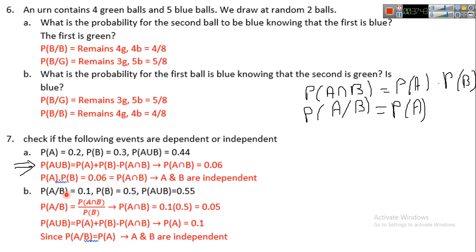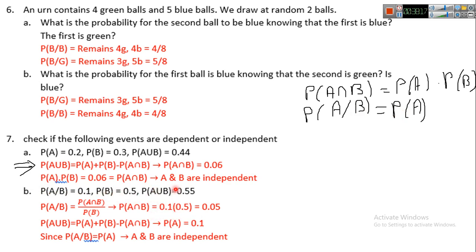Now they gave us conditional probability, P of A knowing B. We know it's P of A intersecting B over P of B. They gave us P of B, so I have here 0.5, here 0.1. So what will be P of A intersecting B? 0.05. Okay. Now, to know if it's independent, I use either this one or this one. If I want to use this one, I don't have P of A, because to be independent, P of A knowing B must be P of A. I didn't find P of A yet, so I find it.